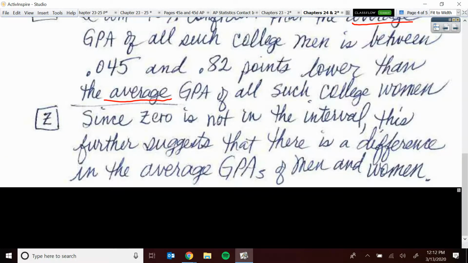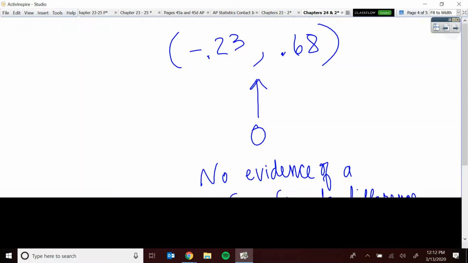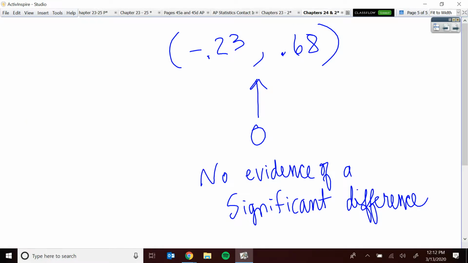What happens if you have a 0 in the interval? Because neither one of these did, so how would we say that? Yep, there is no evidence of a significant difference. Or, there is no significant difference. It could be the same. There could be no difference, those kinds of things.